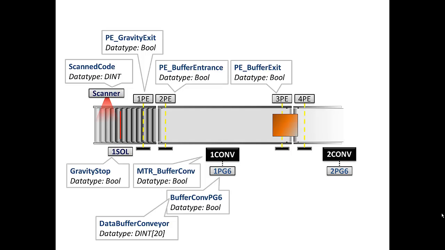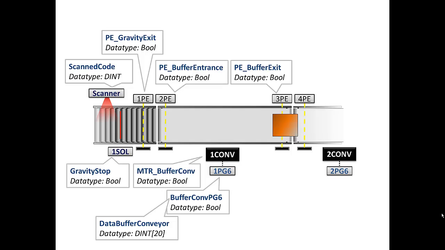So picture, if you can, that the conveyor in virtual space is an array of 20 double integers, and each double integer of the 20 represents a space on that conveyor belt. By taking the scanned code, which is a double integer, and shifting that scanned code along the data buffer conveyor to create a virtual image of the actual box conveyor, the buffer conveyor, we create a data image of the entire system.